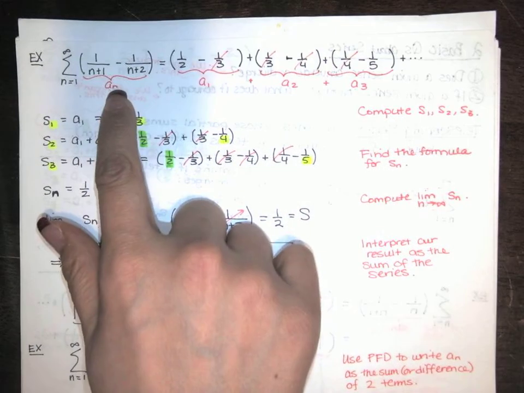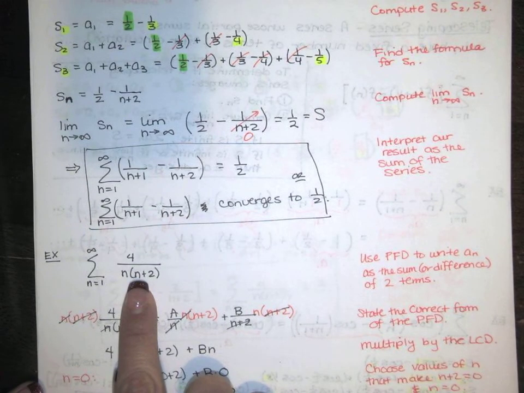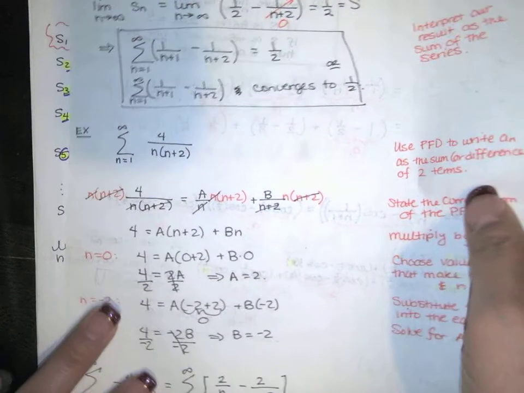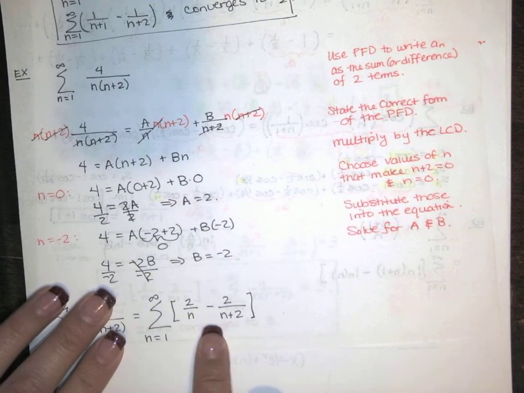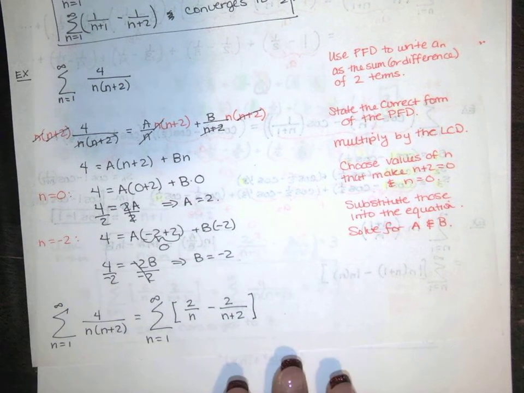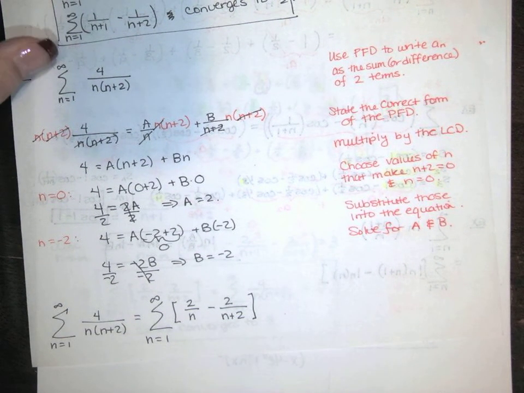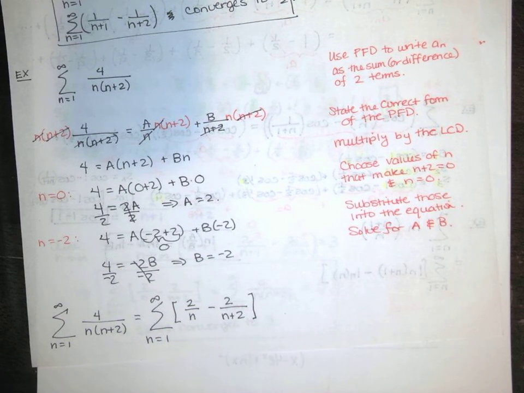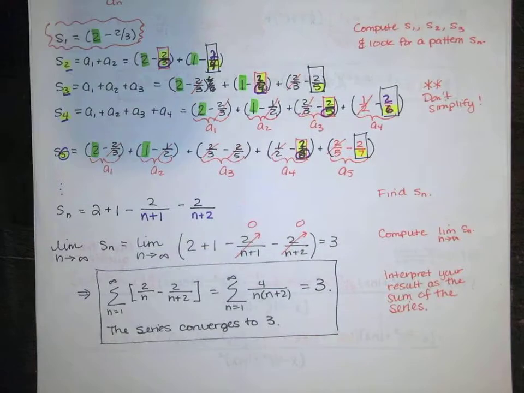Now this one was obviously telescoping, but this one doesn't look telescoping. It turns out if you use partial fraction decomposition, it is telescoping. It looks like that. So sometimes you might have to use partial fractions or log properties in order to show that the nth term has the right form so that the series is telescoping.